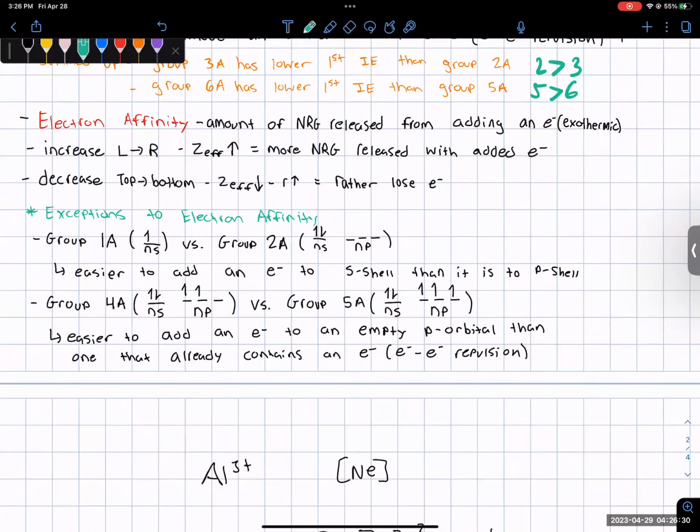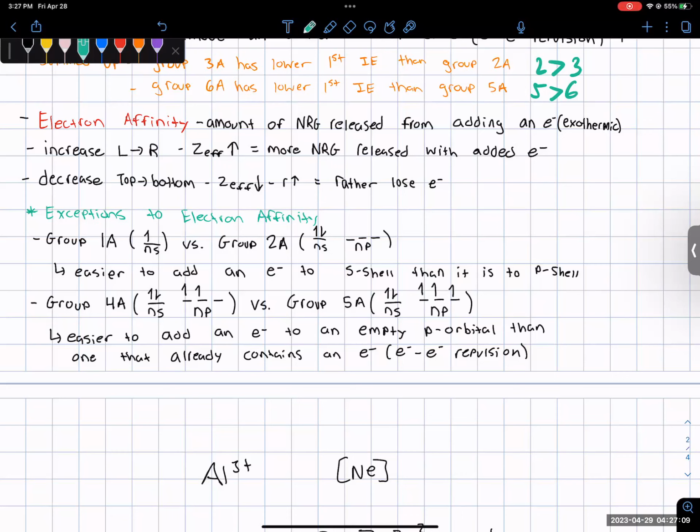Electron affinity is the complete opposite of ionization energy. If ionization energy is the energy required to remove an electron from an atom, then what is electron affinity? Yes, the energy required to add an electron to an atom. Or to be more specific, it's the amount of energy released from adding an electron. And this is exothermic, because it's literally the reverse of ionization energy. And it follows the same trends as ionization energy: it increases from left to right, and it decreases from top to bottom, because again, of your effective nuclear charge.